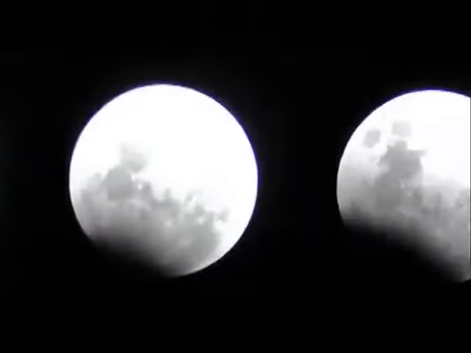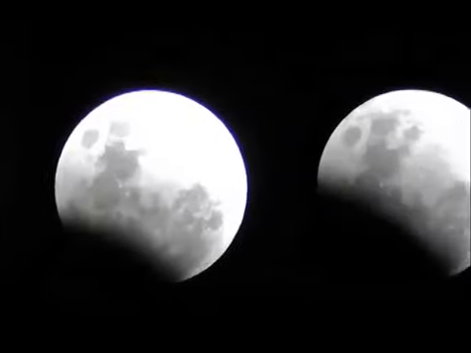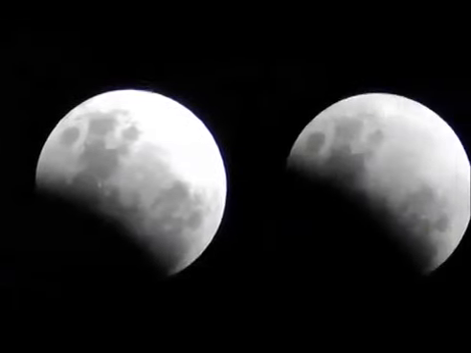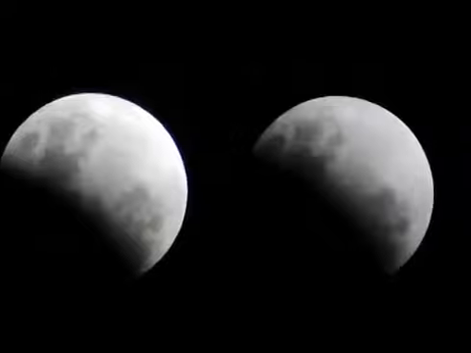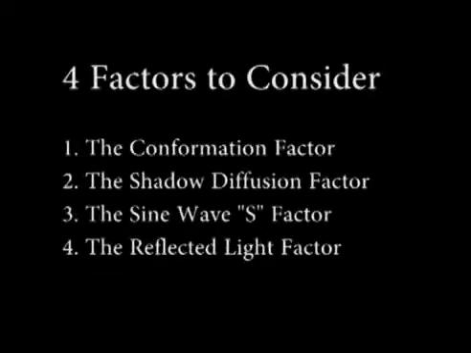A lunar eclipse is not, I repeat, is not a shadow of a sphere or anything else circular moving across a spherical object. How do I know? There are 4 critical points of observation everyone should be looking at, and I like to call these the conformation to surface factor, the shadow diffusion factor, the sine wave or S factor, and the reflected light factor.